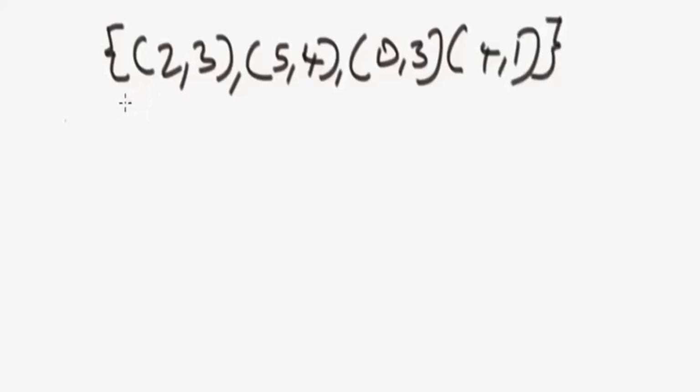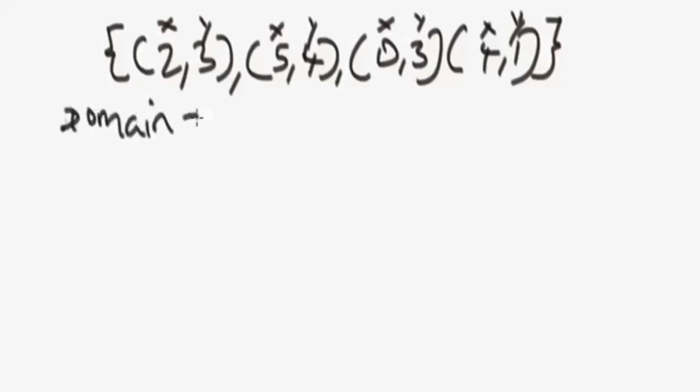Now, the domain equals x values and the range equals y values. So these are x, these are y, these are x, these are y, these are x, these are y, these are x, these are y. So find the domain of these ordered pairs.